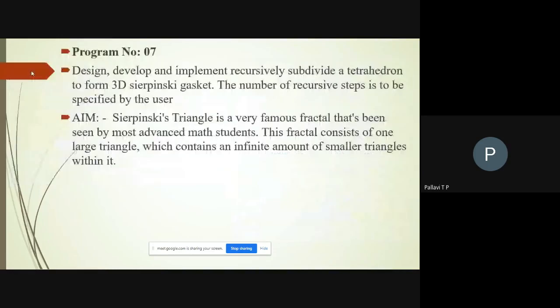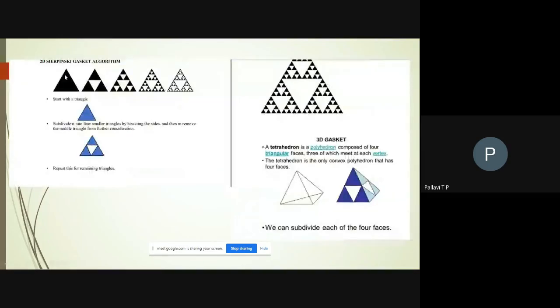See here, the 2D Sierpinski gasket algorithm. First we started with a solid triangle, then we divided it into four triangles, and the four triangles into 16 triangles. Like that we just keep on dividing recursively, and we end up forming the Sierpinski gasket. So we started with one solid triangle and subdivided it into four smaller triangles by bisecting the sides.